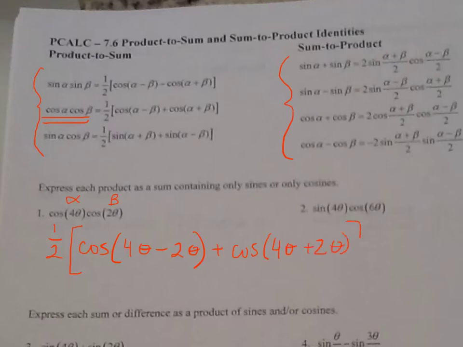So again, you don't have to memorize these, we just have to know how to plug things in and use them. So we're going to have a half on the outside, simplify it up just a little bit. It would be cosine 2 theta times cosine 6 theta, and that's the answer. Alright, so I want you guys to try number 2, fill it in, so when I check your homework tomorrow, number 2 should be complete.